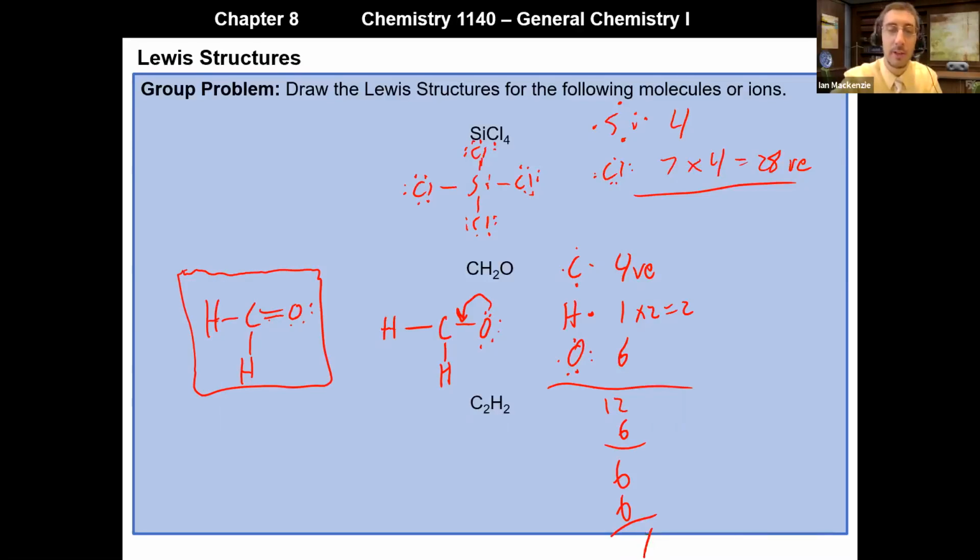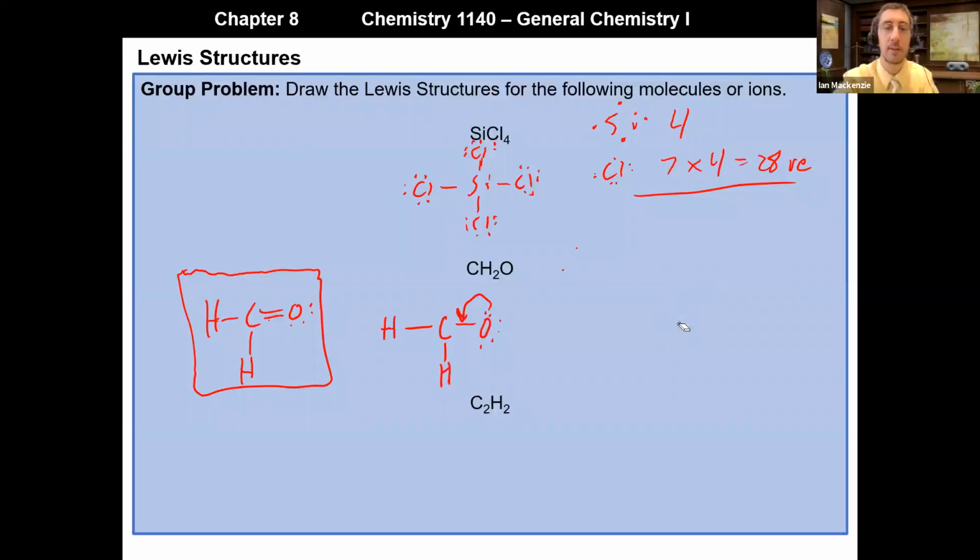Finally, we have C2H2. This one should be a fairly simple structure, but it's a little bit different because we don't have a single central atom anymore. So we've got C2H2, so carbon, each of those has 4, but times 2, that's 8. Hydrogen, each of those just has 1, times 2, that's 2. We have 10 total valence electrons.